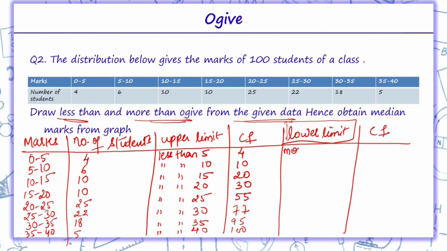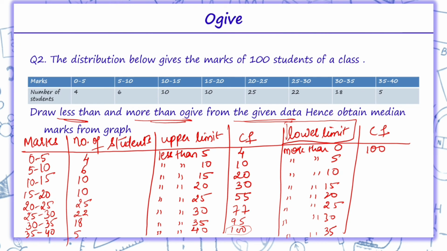So here we will write what? More than 0, more than 5, more than 10, more than 15, more than 20, more than 25, more than 30 and more than 35. So now more than 0, if we see, more than 0 is cumulative frequency 100. So this 100 will write over here because it is more than 0.